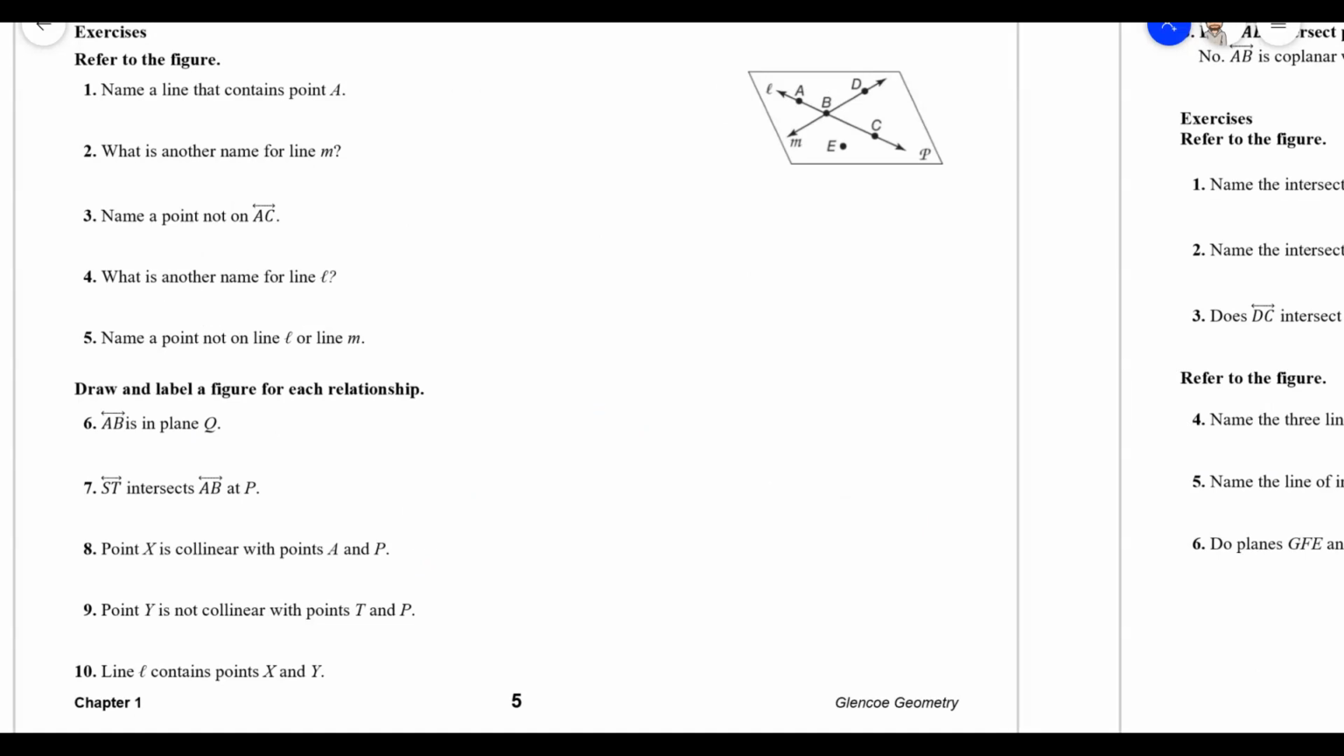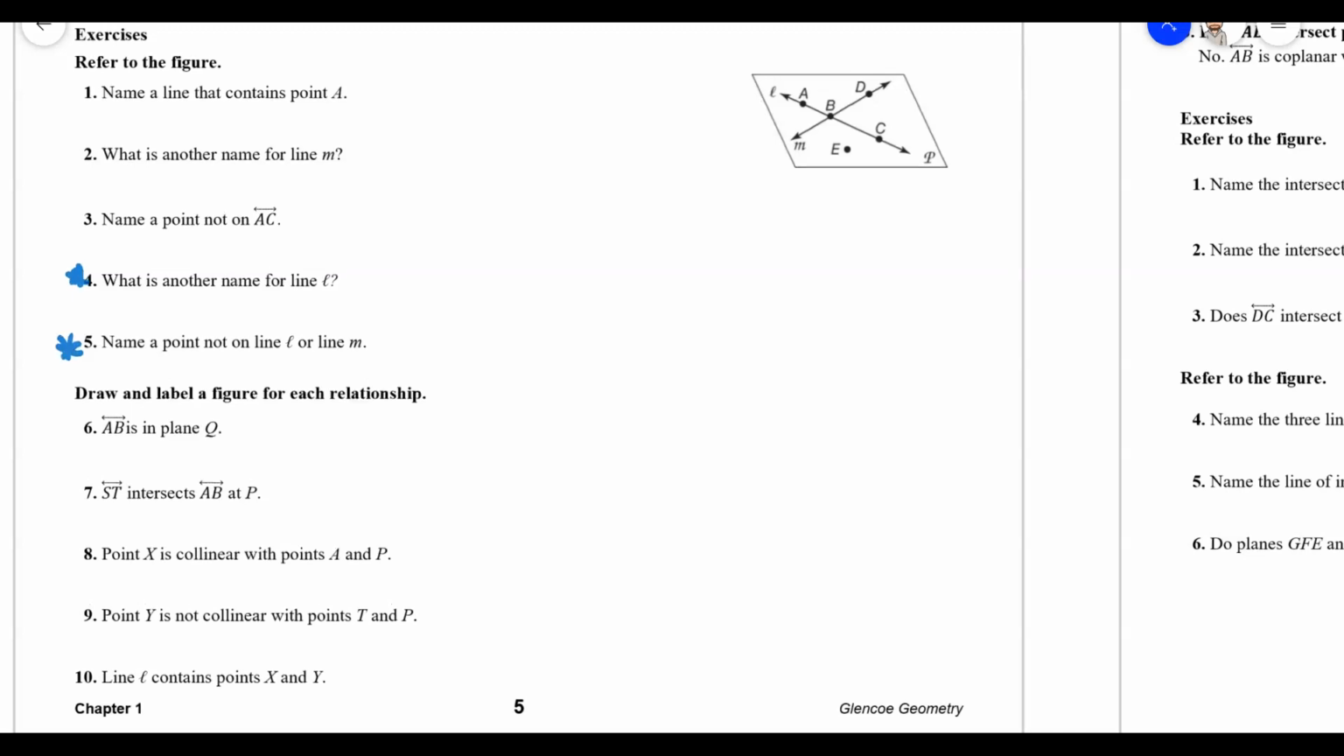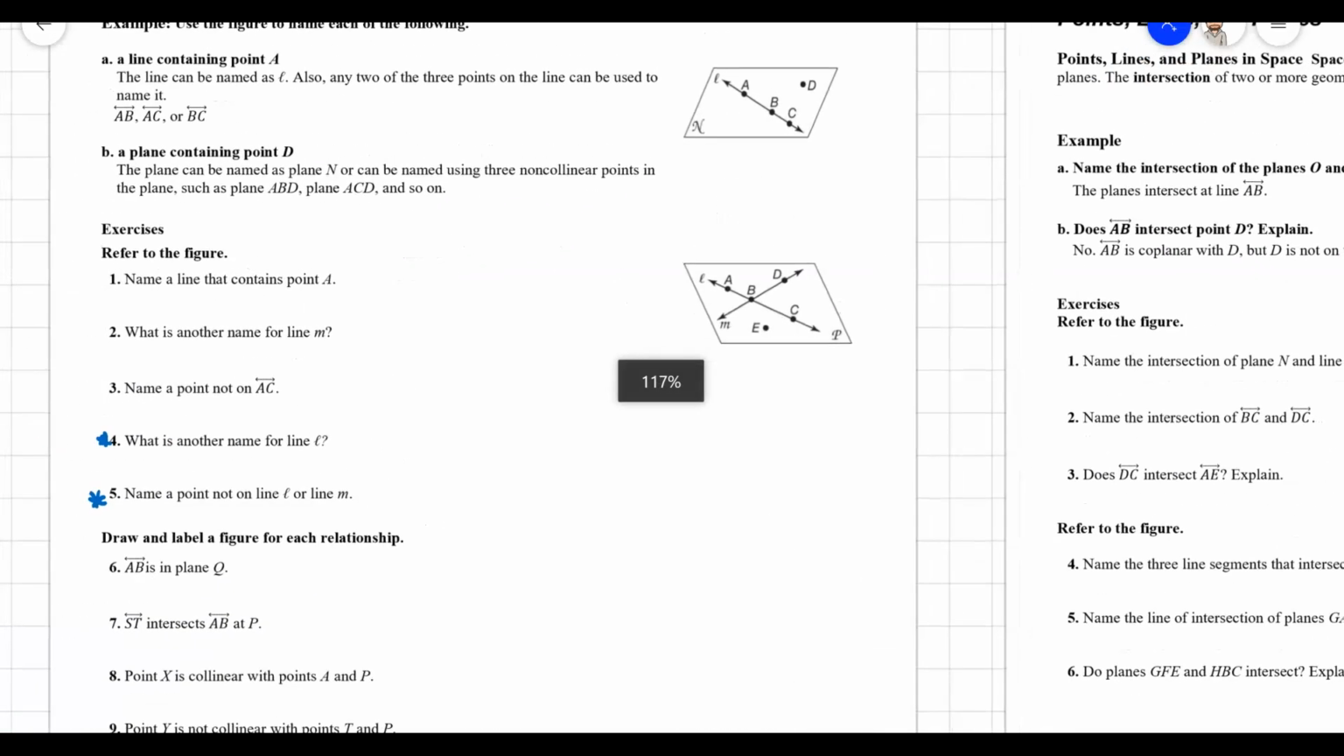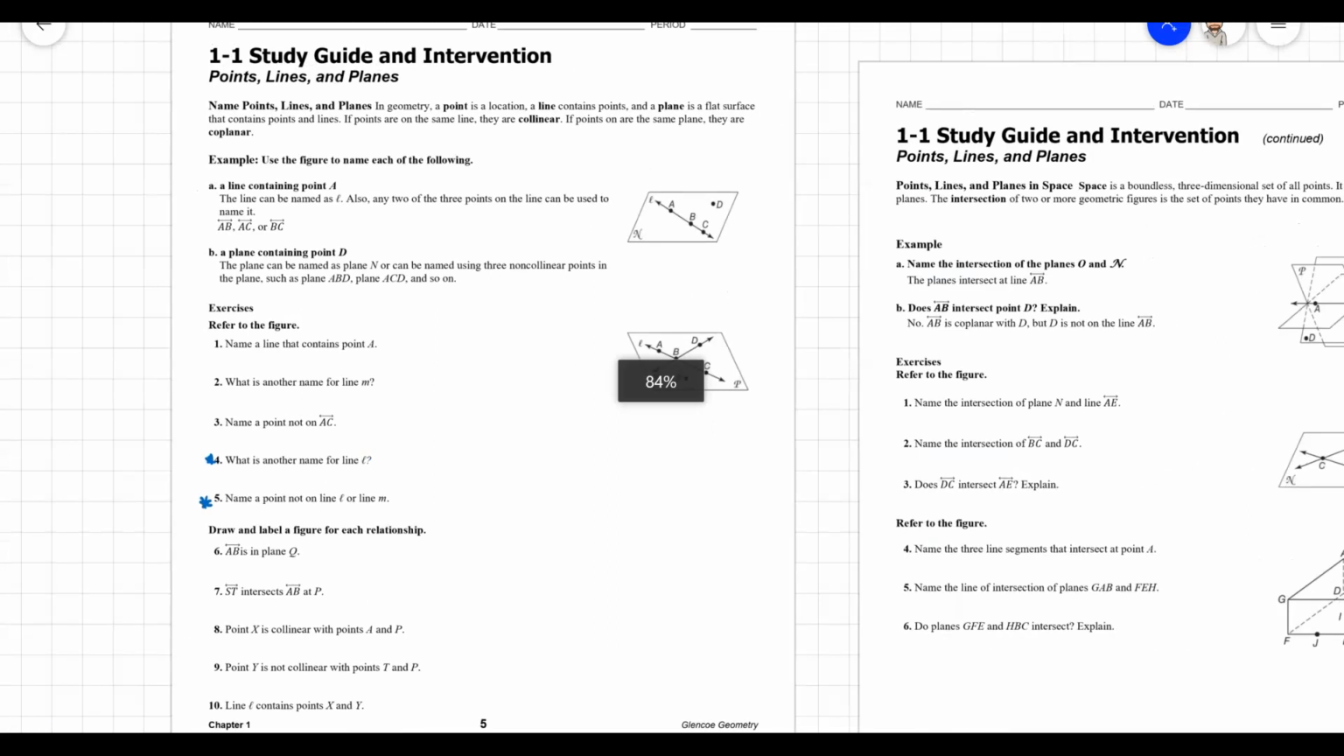So try using this same figure, and let's answer these two in our Edpuzzle. I'm going to put these in as our next 2 multiple choice questions. Tell me what is another name for line L, and then name a point not on line L or line M. Let's give it a shot. So for another name for line L, hopefully the easiest thing you came up with was just to call that line AB. It's line AB.